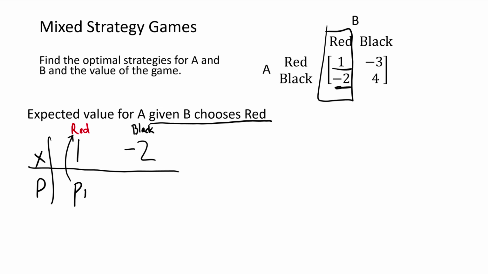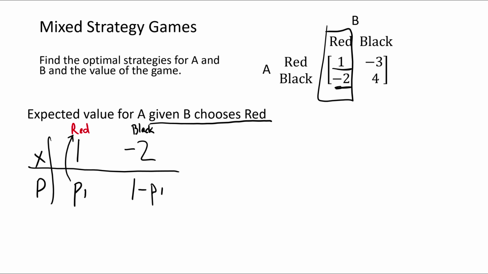All right, so if player A is going to choose red, P1 percentage or proportion of the time, then they're going to choose black 1 minus that. So 1 minus P1. So if they chose red 2/5 of the time, then they would choose black 3/5 of the time. All right, so now what we're going to do is calculate this expected value.